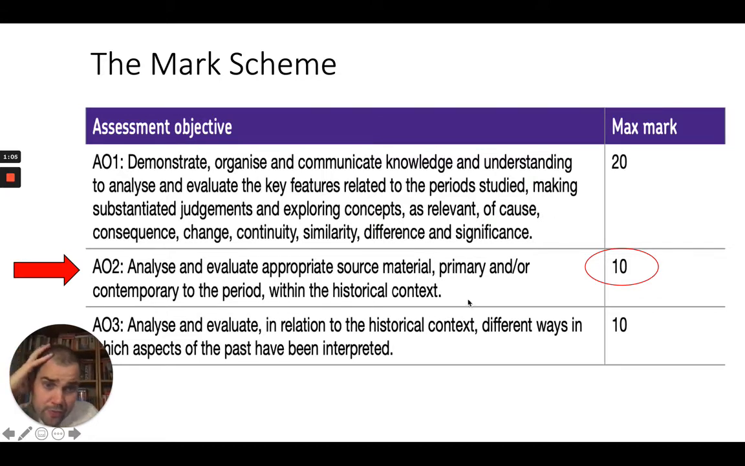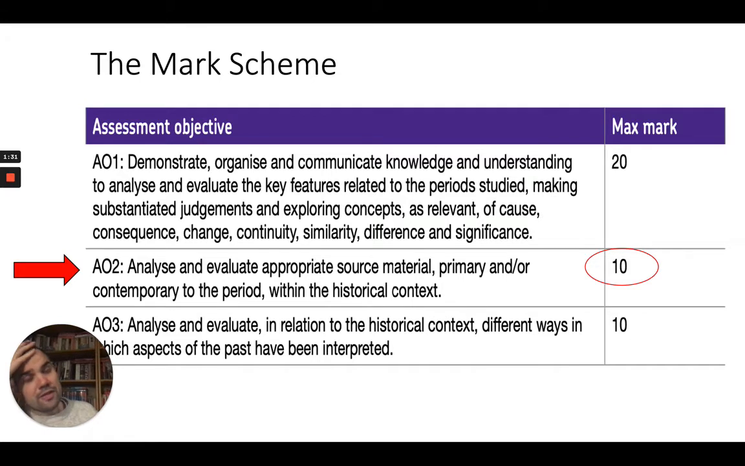Now, the other 20, half the marks, are given for your source analysis and then also for your work on historical interpretations. So even though, as we're going to see in a minute, you only have to analyze and evaluate 3 sources, even to get the top marks, it's worth 10 marks. And one classic mistake that students make with this coursework every year, no matter what we tell them, is they undercook the source work and it really holds them back.